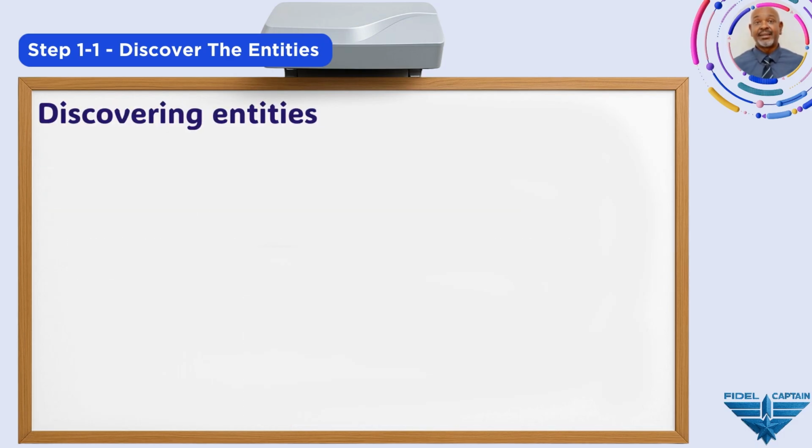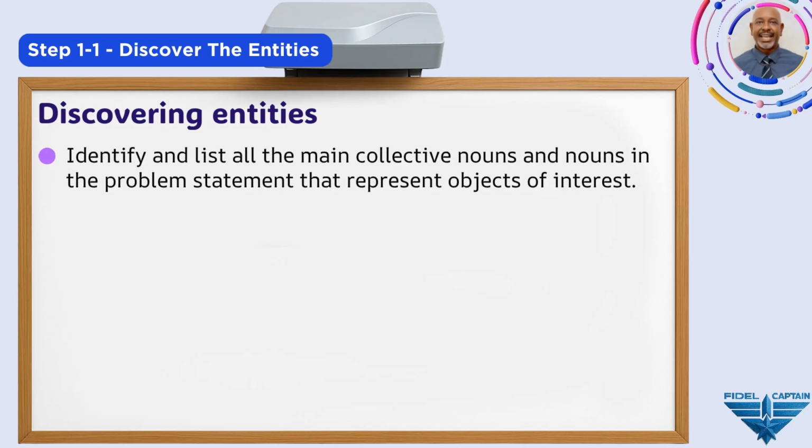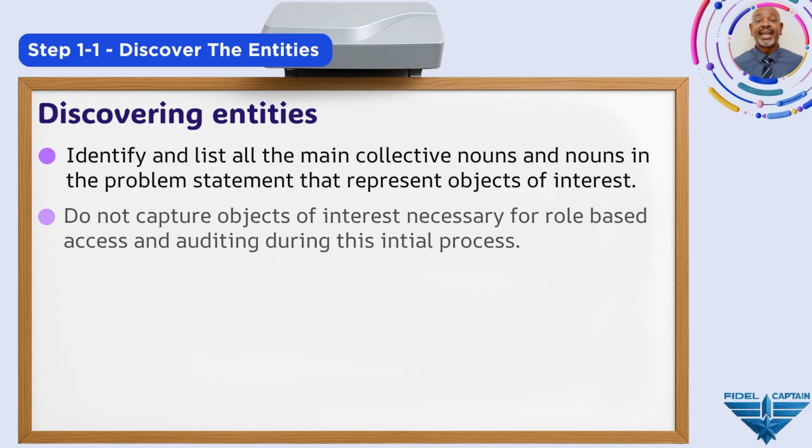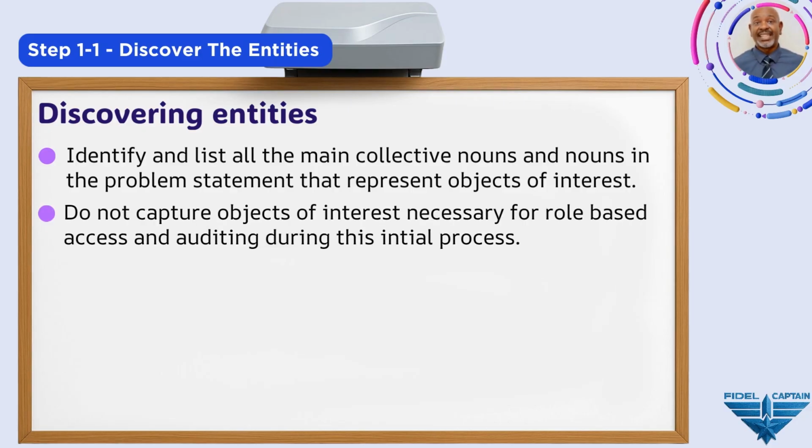Discovering entities. There are a few steps that we need to follow in order to discover the entities. First, you must identify and list all of the main collective nouns and nouns in the problem statement that represent objects of interest within the problem domain. They must capture all of the data that needs to be captured from this domain, except those necessary for role-based access and auditing. Those objects will be recorded in the next step.